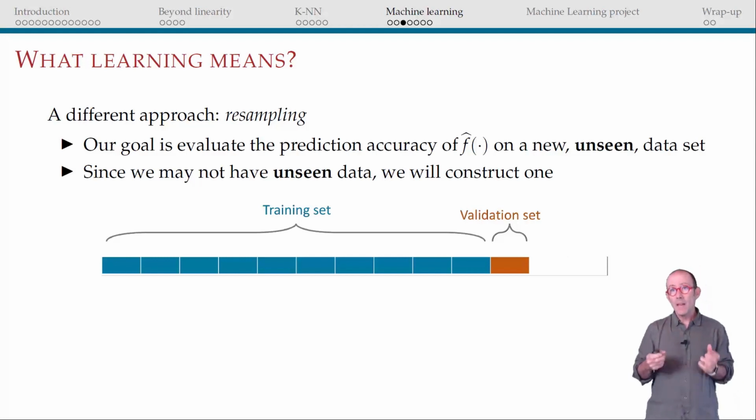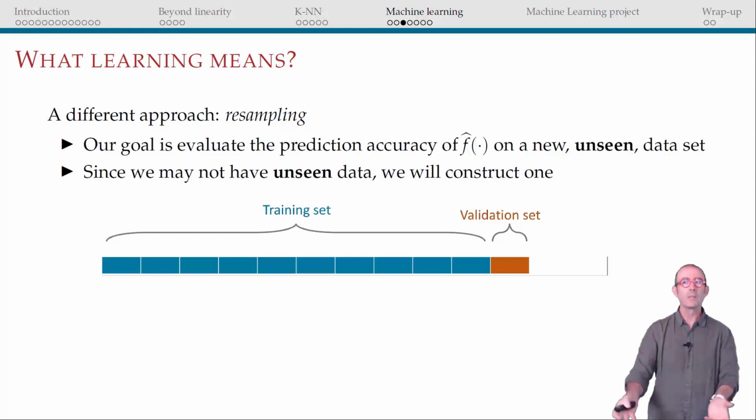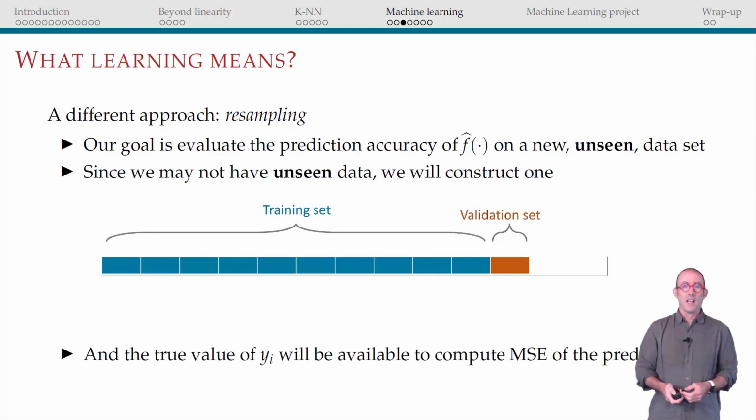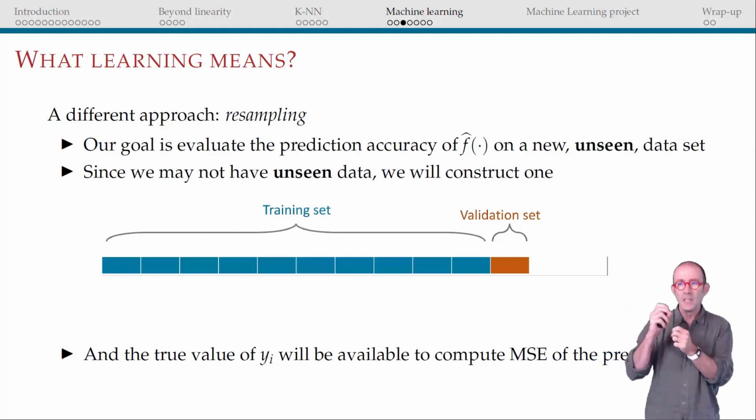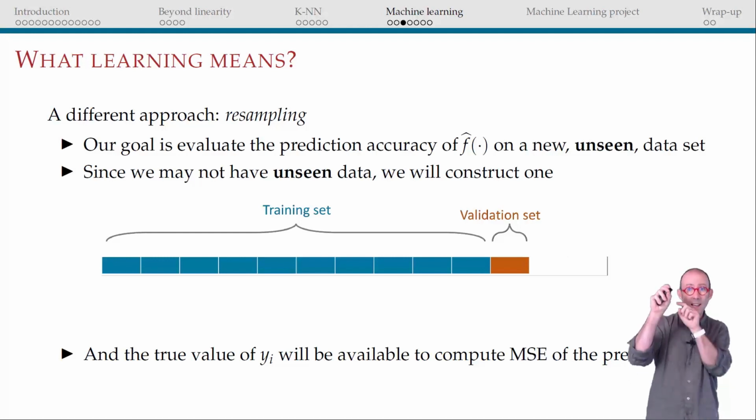And that's a major difference, and this is how we will learn. We will learn by trying to minimize the error on the validation set. And somehow we will do some trial and error procedure. And this is what learning means, by trial and error. And since the true value is observed on the validation set, it's part of the data you have at hand, you will be able to compute the mean square error, the true one, the one where you have the real value of y and its estimation.